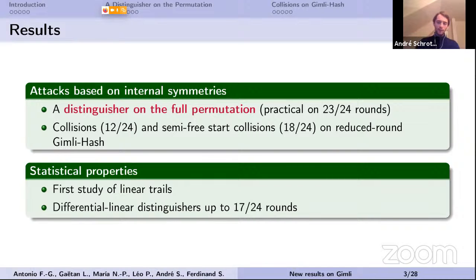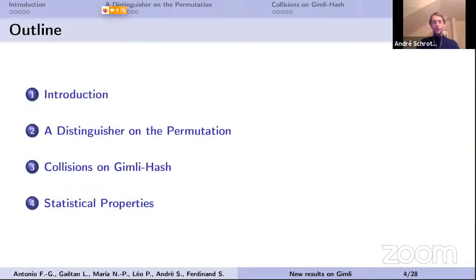rounds. So in this talk, I'm going to first introduce the design, and then I'm going to detail how the distinguisher on the permutation works, and then say a few words about the other results, so collisions and statistical properties.